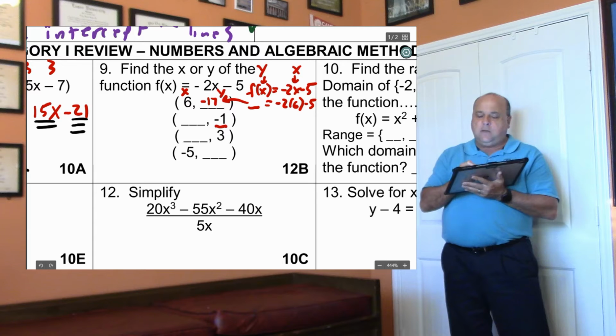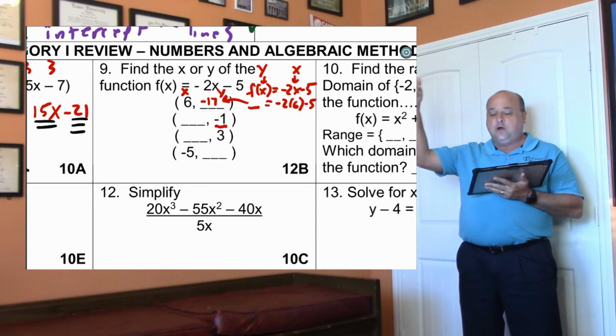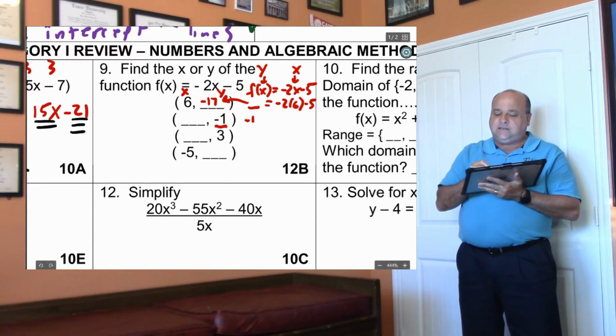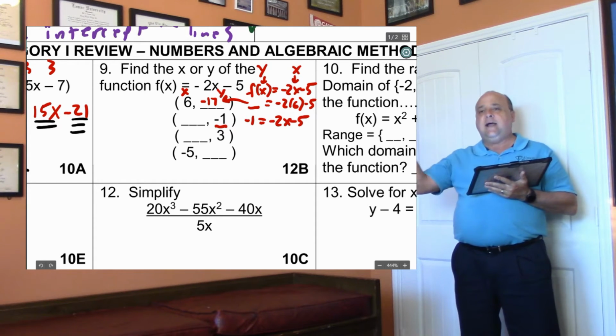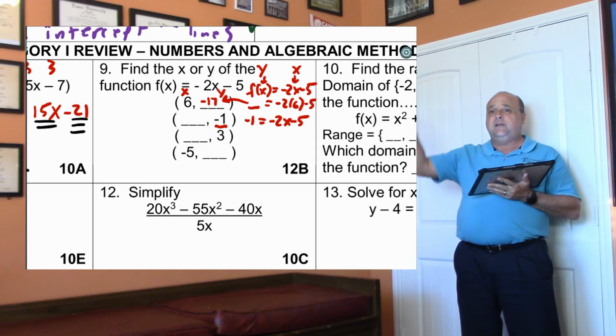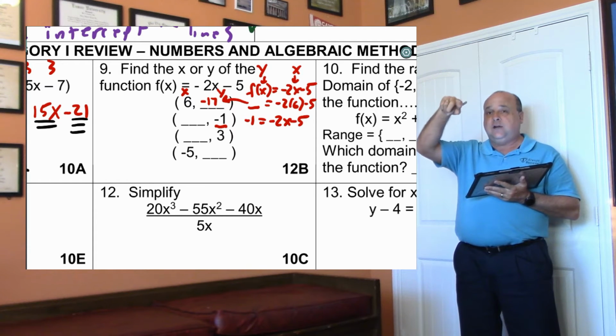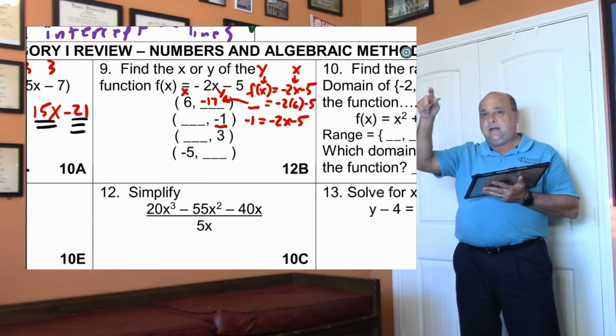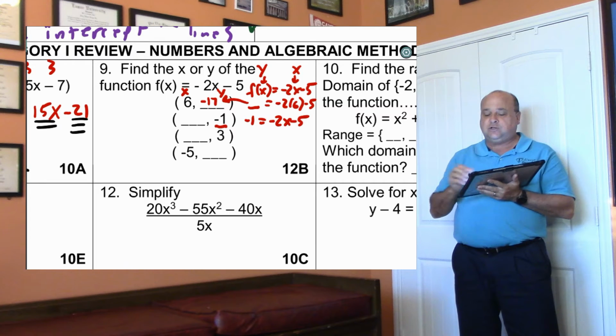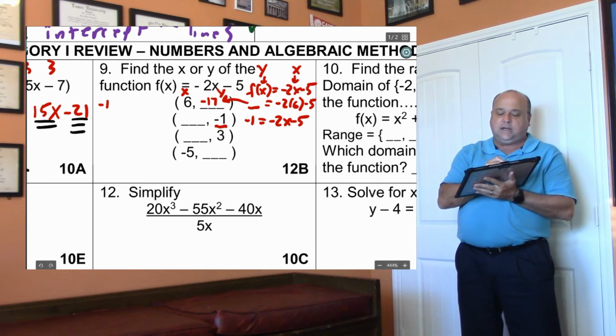Now on this problem, I don't know the x, but I know my y. So I'm going to replace this with -1. Now you're going to have to solve that for x. If you move the -5 over, you would add it. -1 plus 5 is 4. Divide by -2, you would get -2 for the answer. But you're going to solve that for x.